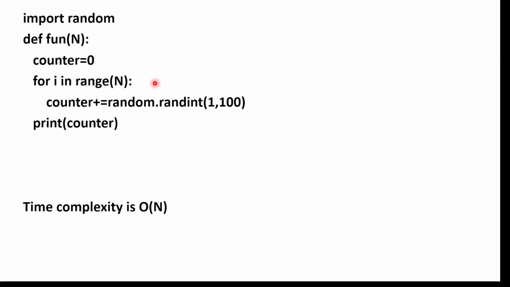So here, the straightforward answer: this is getting executed n plus 1 times, this is getting executed n times. The highest degree of the polynomial is n, so the time complexity is nothing but order of n.